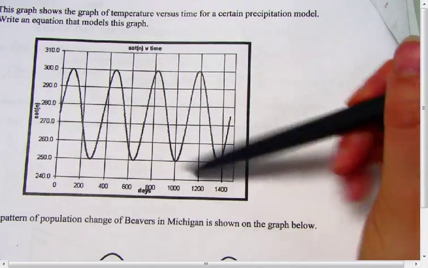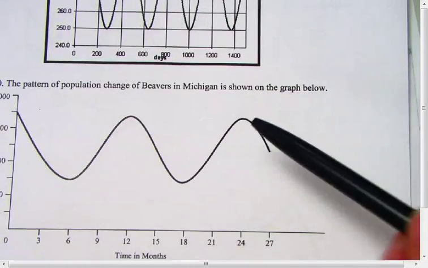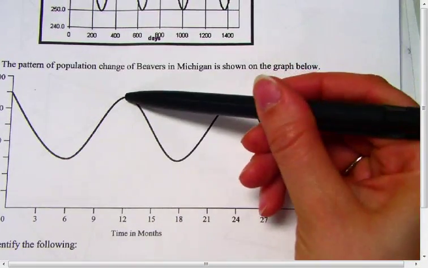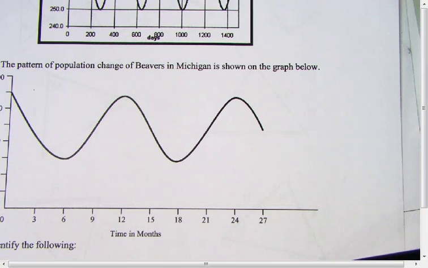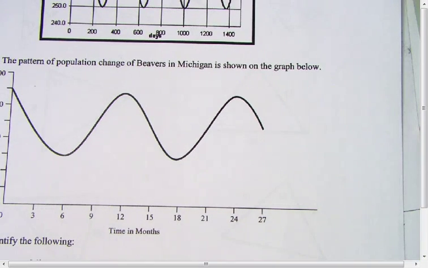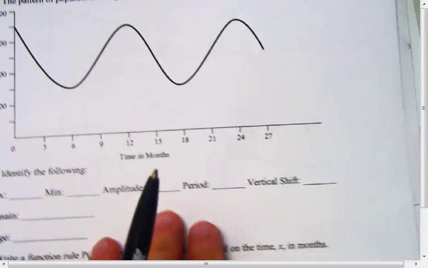So number 9, this graph shows the graph of a temperature versus time for a certain model. Write an equation for this. You're going to decide if it's sine, cosine, or tangent to do. Same down here. What's the maximum it can be? What's the minimum it can be? What's the amplitude, period, vertical shift, domain and range? I think we should probably do this one. Let's look at number 10, and we'll do 10 together. And then you'll have one left to do.